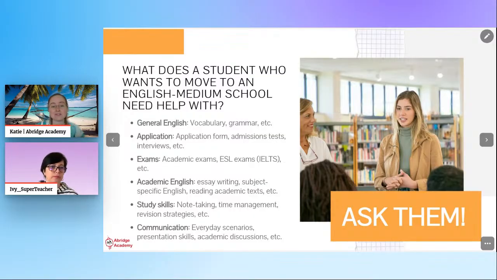You mentioned subject-specific English, maybe things like reading more academic texts, that kind of thing, as well as study skills, communication skills, a whole bunch of other stuff. So that's why it's so important to ask those questions when you have a new student.